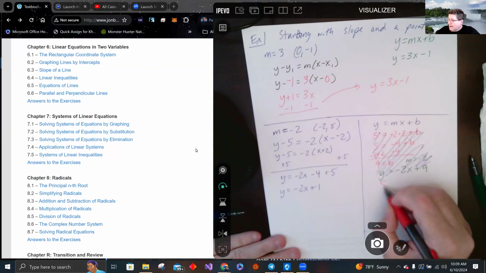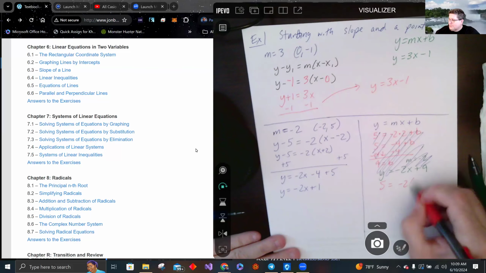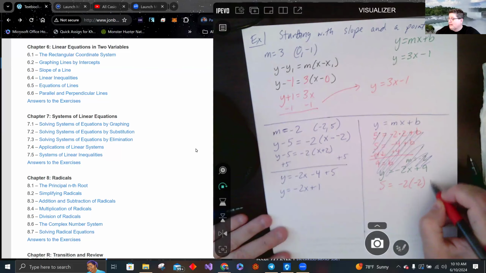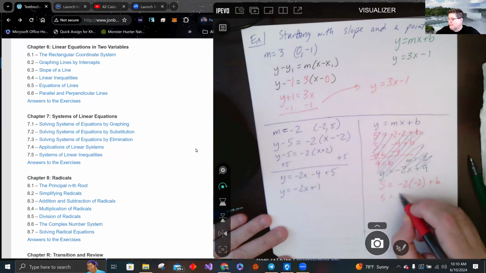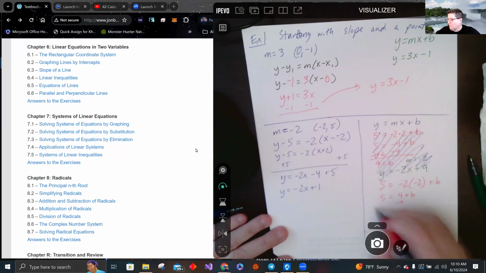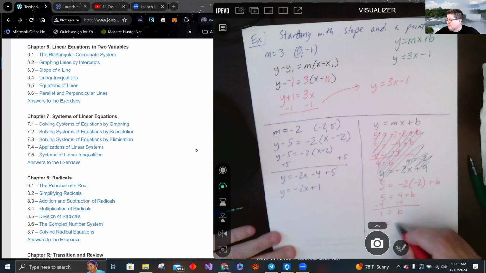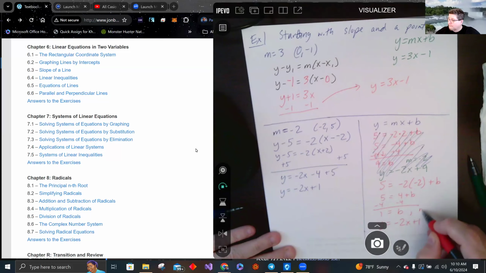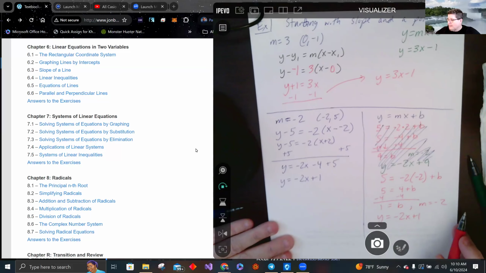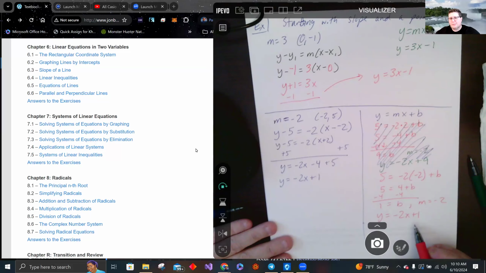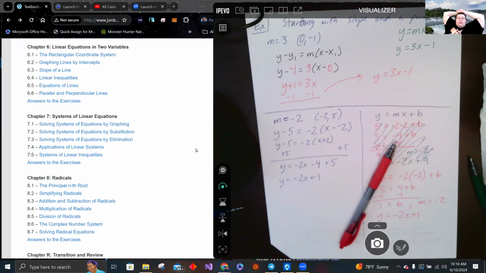So 5 equals -2 times x, which was -2, plus b. 5 equals 4 plus b. Subtract 4, and I get 1 equals b. Then I plug that all back in. This method works, but students usually forget to plug b back in. They just leave b equals 9 or b equals 1 and go, that's all I need to do. And that's not what you need to do. We want the equation of the line.